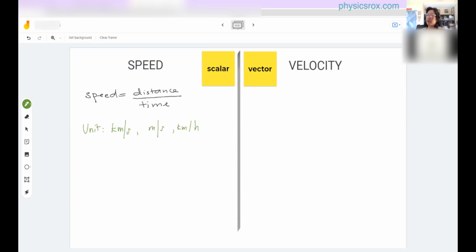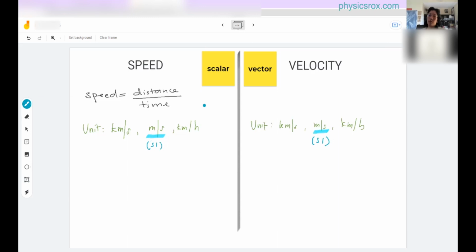Now velocity is also the same. The unit is actually the same as speed. Kilometers per second, meters per second, kilometers per hour also can. But take note of the SI unit. This is the SI unit. My God, I cannot see what that writing is. Let me change the writing to be better looking. This SI unit.